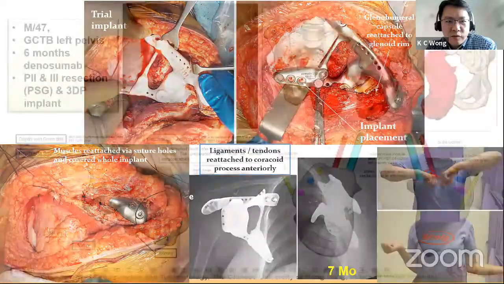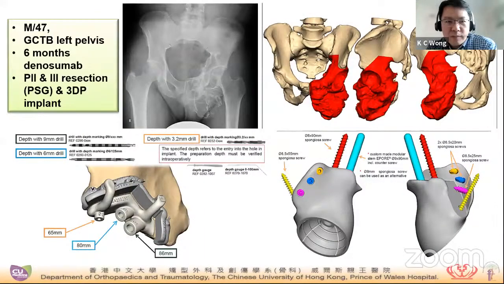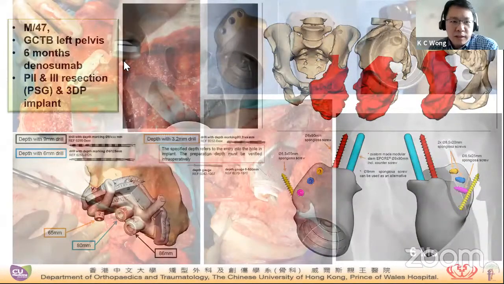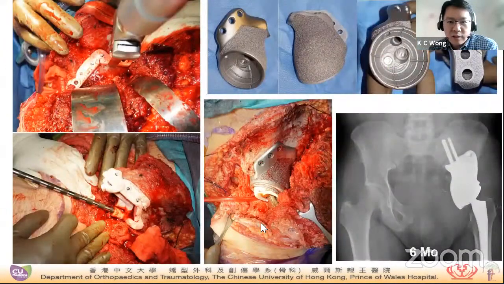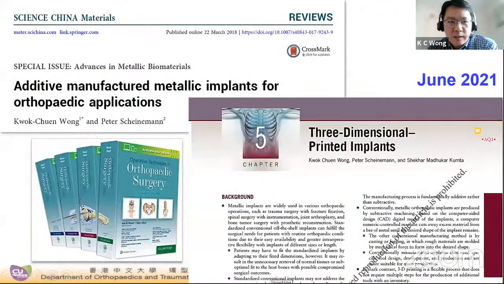Another case is a giant cell tumor of bone, with denosumab for 6 months, and we planned for a resection. This is a manual the engineer gives you, so you just follow the steps, just like an instrument manual, and then you work one by one. They put in all the necessary instruments, and it was quite easy for our life. So for making the reconstruction in selected cases, we put a guide, drill, make a resection, follow the instructions, and then put the implant in. We also recently published a chapter on this in a textbook.